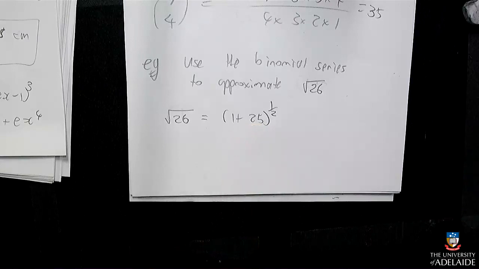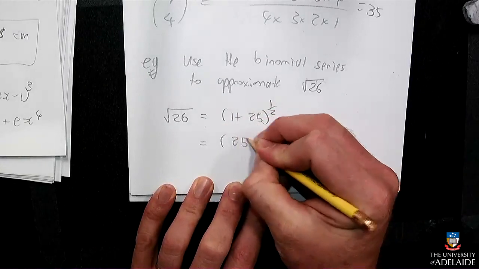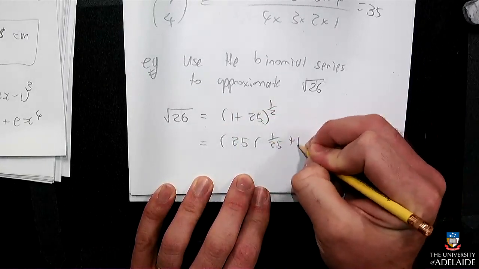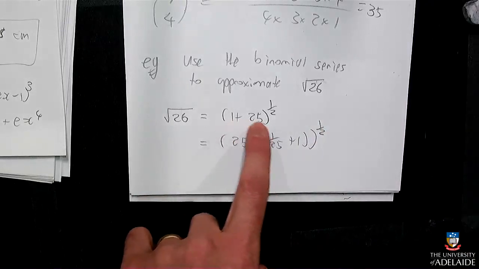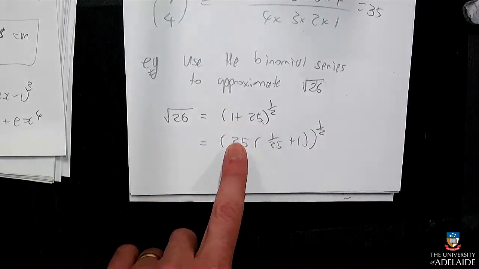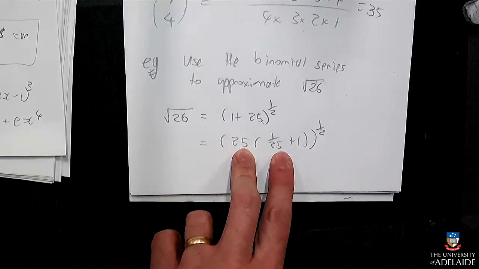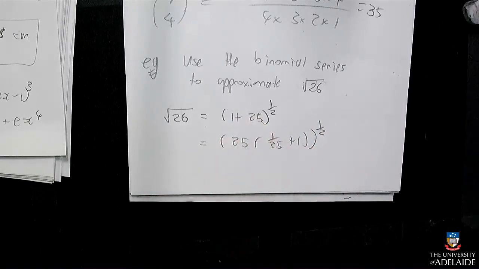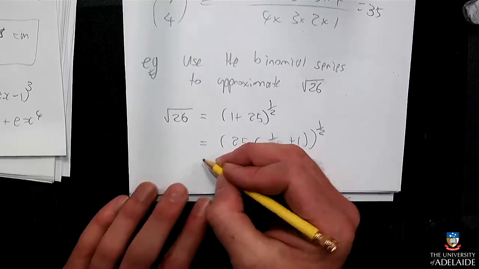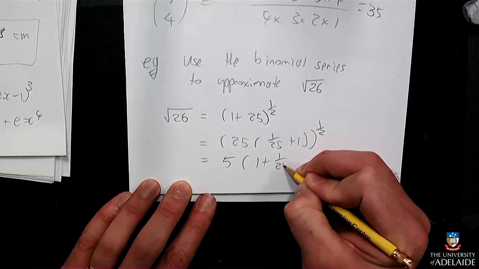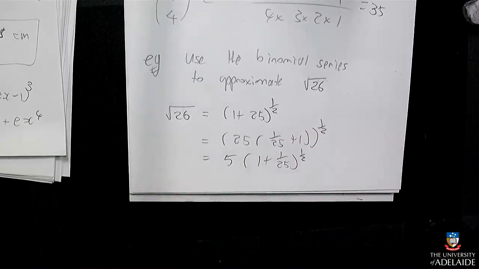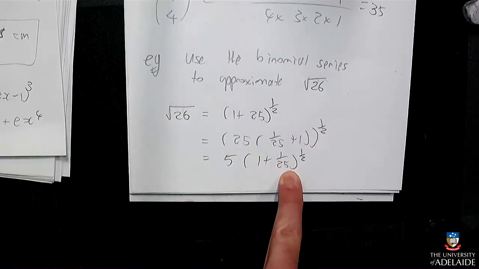So we are going to do a very clever trick, and it goes like this. I'm going to pull out a 25 out of both of these. So this 1 is 25 times 1 over 25, and this 25 is 25 times 1. And now I can do the square root of 25, which is 5, and now this is 1 plus 1 over 25 to the half. Yay! Now this is a 1 plus x to the half where the x is less than 1.